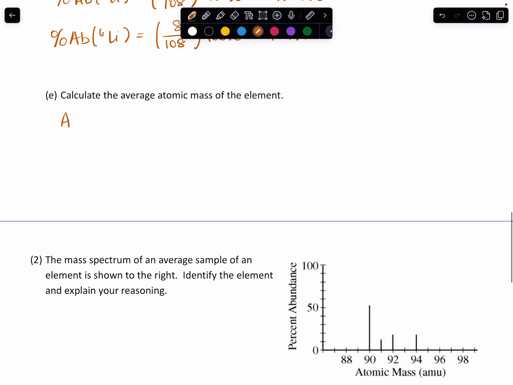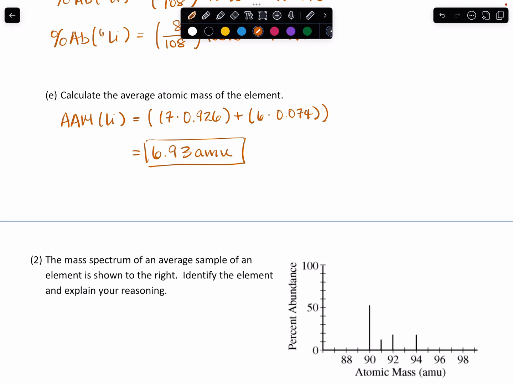All right, so the average atomic mass for lithium is going to be equal to our mass number of 7 times 0.926, that's my percent abundance divided by 100, plus a mass of 6 times 0.074, which is the percent abundance for my other lithium isotope. And once I figure out my math, I get 6.93 AMUs, which is pretty close to my estimate.